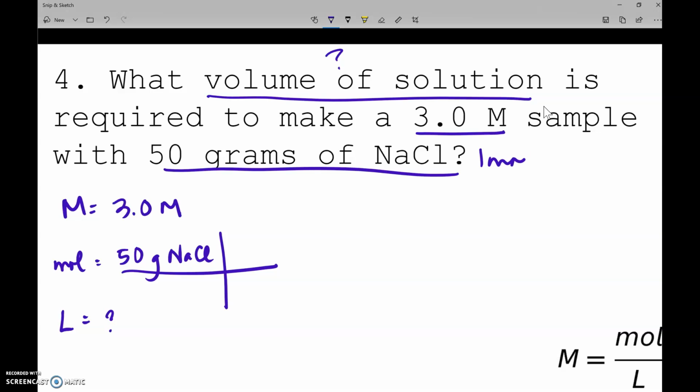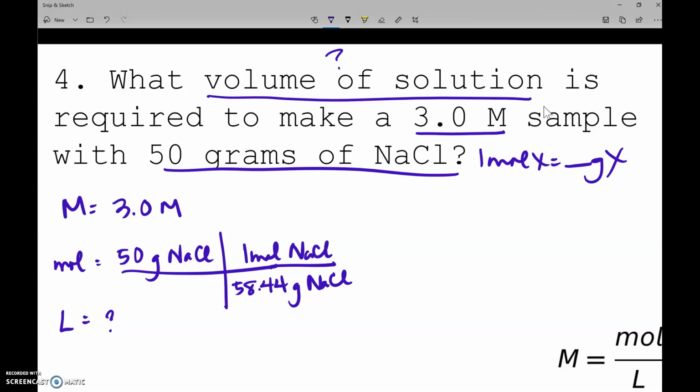Remember that 1 mole of any pure substance is equal to the molar mass of that substance. If I add up sodium and chlorine from the periodic table, I get 58.44 grams of sodium chloride, and that's equal to 1 mole. Double check my math, make sure that 1 sodium and 1 chlorine add up to 58.44. When we divide the 50 by 58.44, we get 0.86 moles, because now our grams of NaCl have canceled. Now that we have all the correct units, molarity, moles, and liters, we just need to manipulate our equation.